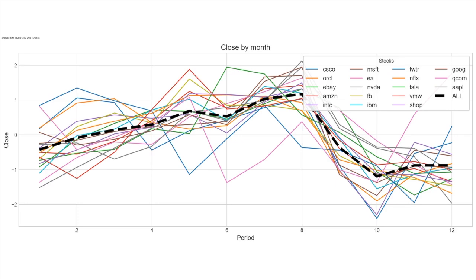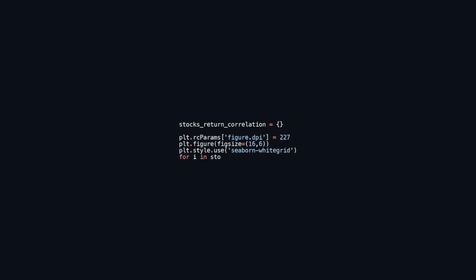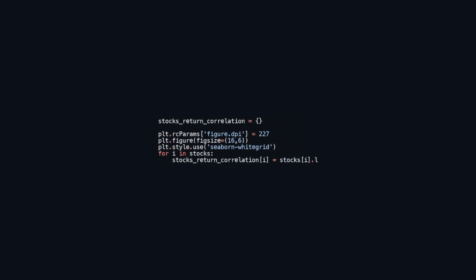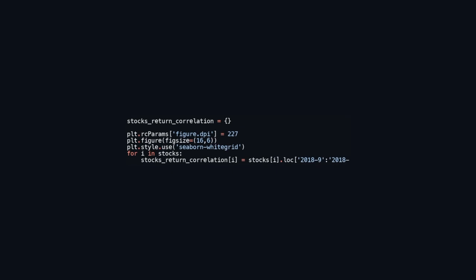The code snippet is designed to visualize the returns of various stocks over a specified period in September and October 2018. It initializes an empty dictionary to store the return data for each stock, sets the figure's resolution and size, and applies a specific style for the plot. The loop iterates through a collection of stocks, extracting their return data for the defined date range and plotting each stock's return on the same graph.